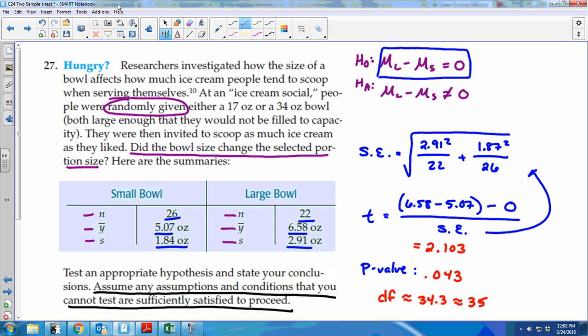So the last thing would be to make a conclusion. Is the p-value high or low? Low. It doesn't give us an alpha level, so we'll say the p-value is lower than a reasonable significance level of 0.05. If it's low, what do we do? We reject the null hypothesis. So that means what? In this scenario, there is evidence that the bowl size changed the selected portion size. Notice I'm just restating the question with the 'there is evidence' or 'not evidence' at the very beginning.